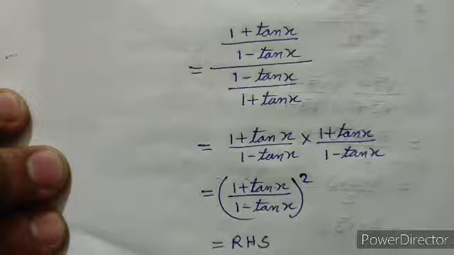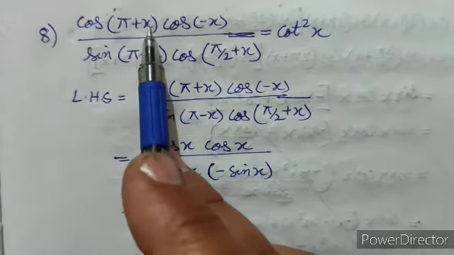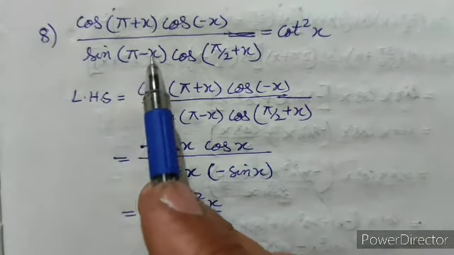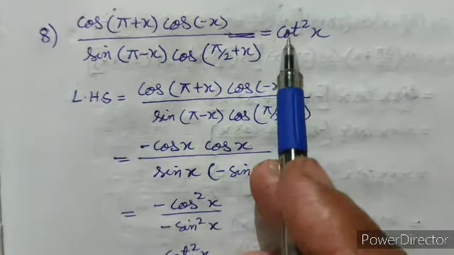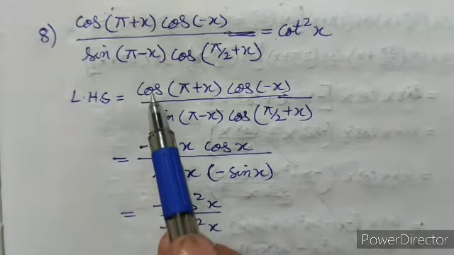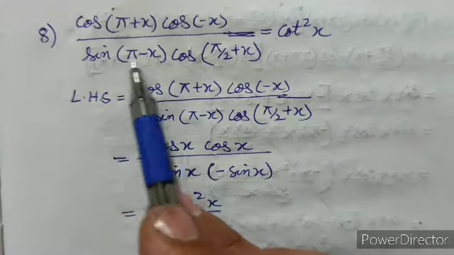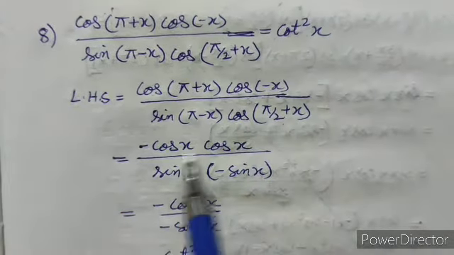In question number 8, we have to prove cos(π + x) into cos(−x) upon sin(π − x) into cos(π/2 + x) is equal to cot square x. Now on taking left hand side, which was cos(π + x) into cos(−x) upon sin(π − x) into cos(π/2 + x).